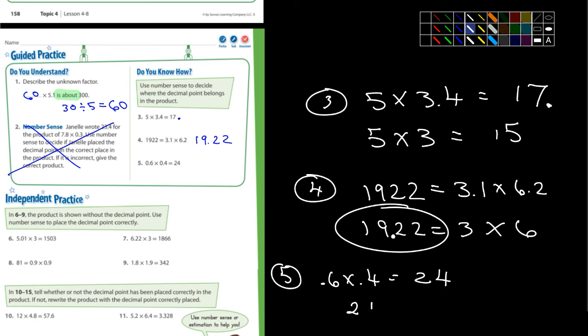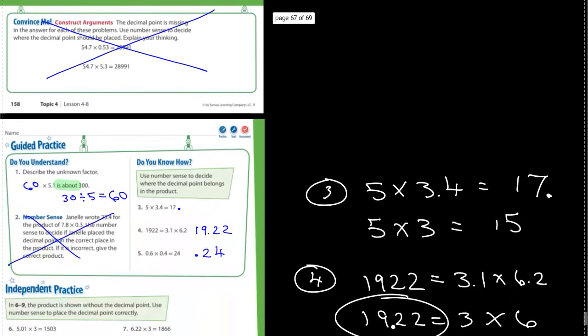24. Okay, but we have 2 decimals to contend with here. 1, 2 places. Where do you think the decimal goes? In front of the 2. So it would be 0.24. And hopefully that makes sense to you guys, 0.24. It's not going to be 24. It's way too big. We're multiplying 2 numbers together that are less than 1. So it's 0.24. Okay? All right, let's see here.